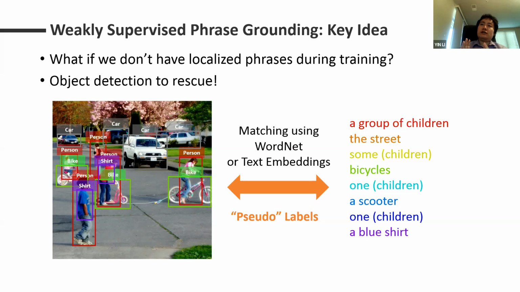Now it's much easier to match these bounding boxes to the right-hand side, which is a bunch of text phrases. We can easily, probably not easily, but we can now leverage natural language processing or NLP techniques to do this matching. We use either WordNet or text embedding, depending on what type of phrases we're matching. That will allow us to get some sort of labels in terms of the link between the image regions and the text phrases.